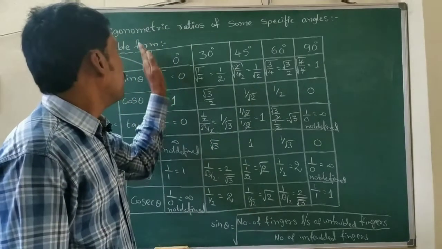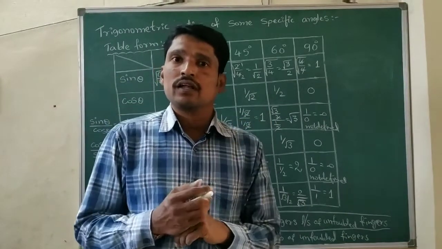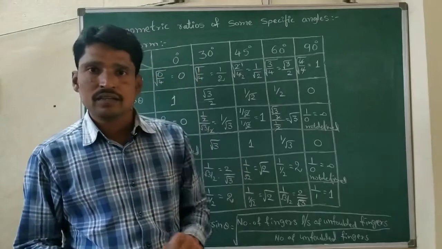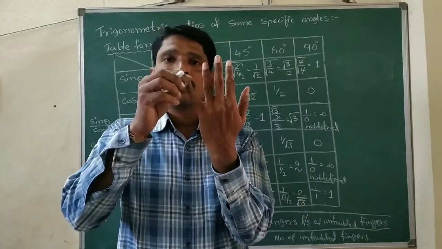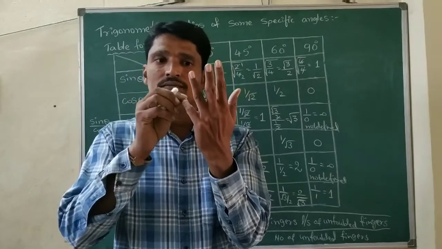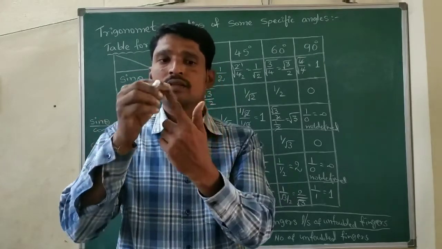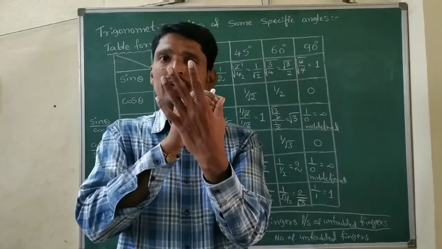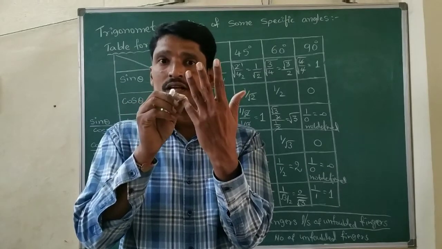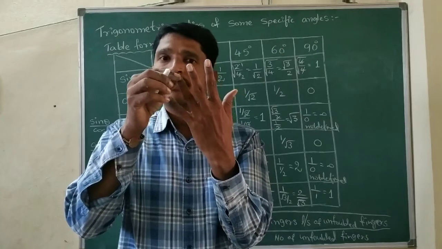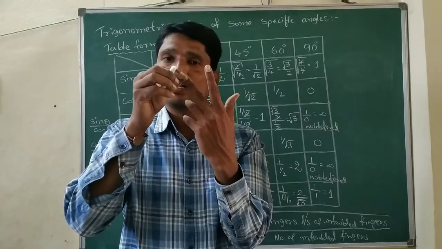This is the tabular form, or table form, of the trigonometric ratios of some specific angles. One more method is also there, the palm method, or hand method, using the fingers. This is the little finger, the small finger. This is the ring finger, the middle finger, the showing finger, and the thumb. The small finger we take as 0 degrees. The ring finger we take as 30. The middle finger, the middle value, 45.